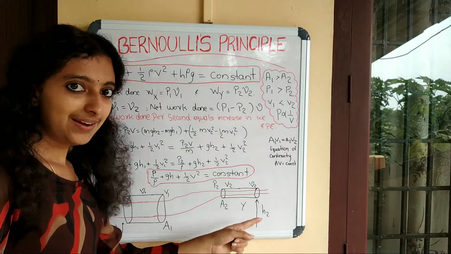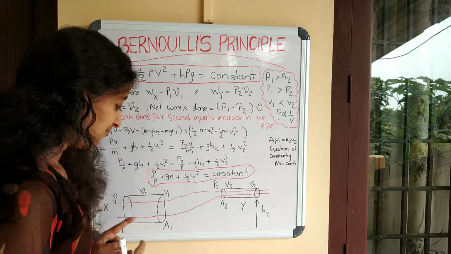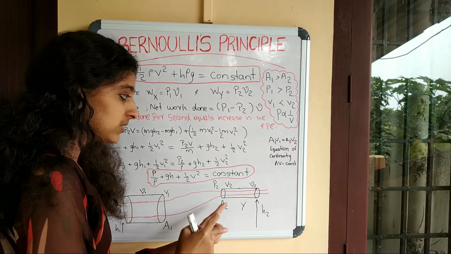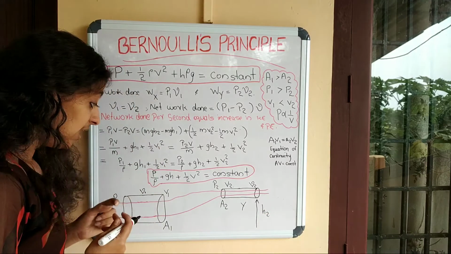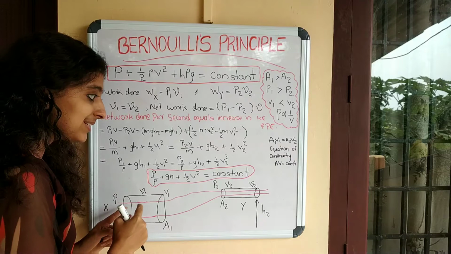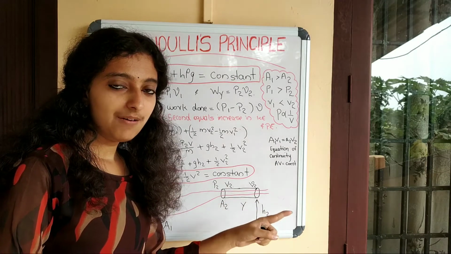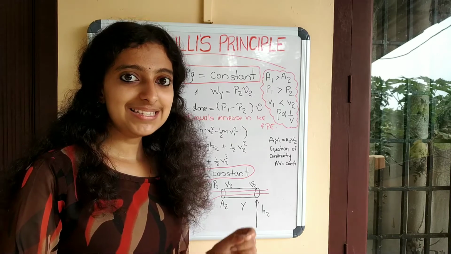Look at this pictorial representation. Here I have tube X and tube Y. A fluid is flowing from tube X to tube Y. Suppose I give some arbitrary amount of fluid in the tube X, the same arbitrary amount of fluid will be coming out from tube Y. Thus, the mass is conserved.